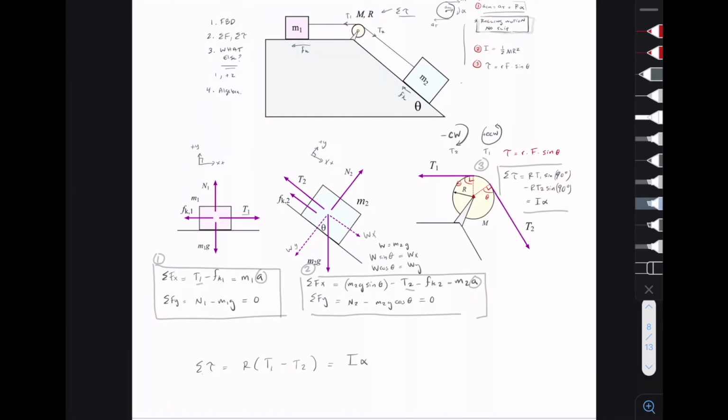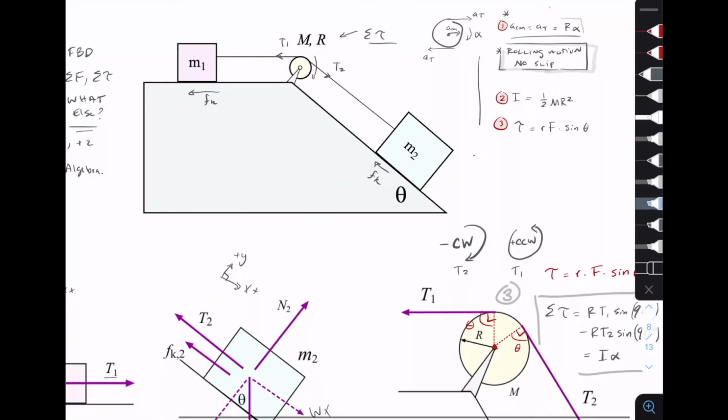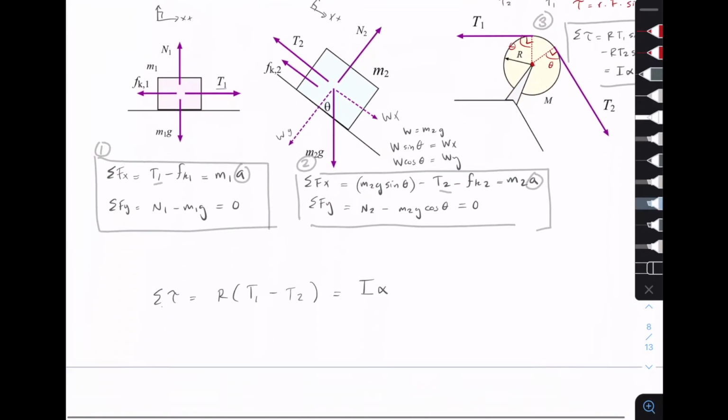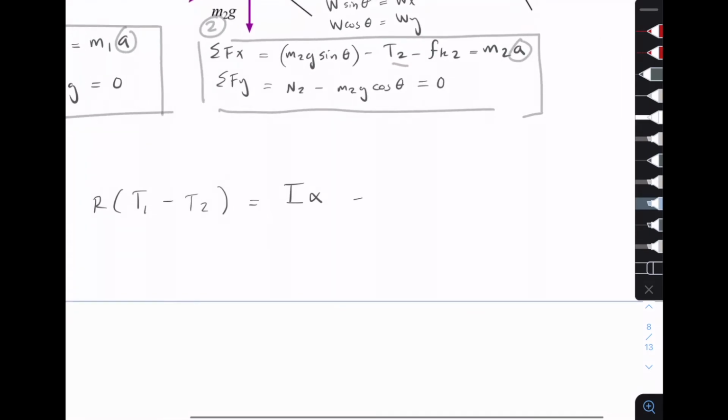Okay, and because we want our net alpha for this T1 minus T2 equation, we want our angular acceleration to be this way. That's going to also be negative because angular acceleration and torque follow the same sign convention. Because this is clockwise, we're going to look at a negative angular acceleration for this. Okay, so we're going to have I negative alpha.